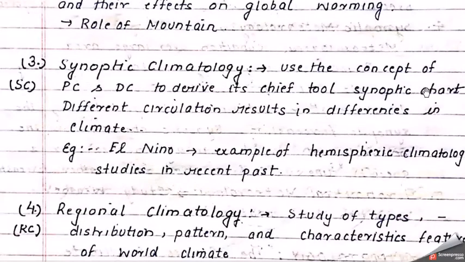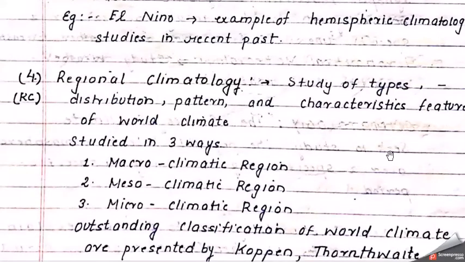Then again we come to synoptic climatology. Synoptic climatology uses the concepts and data of physical climatology and dynamic climatology to derive its chief tool, the synoptic chart. So different circulations result in different climates. El Nino is a basic example of this hemispherical climatology studied in the recent past.